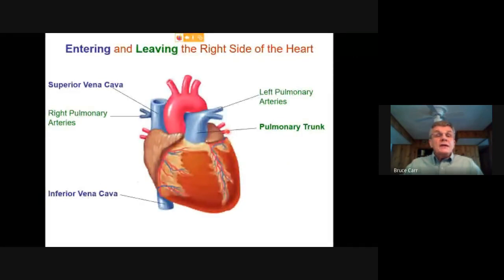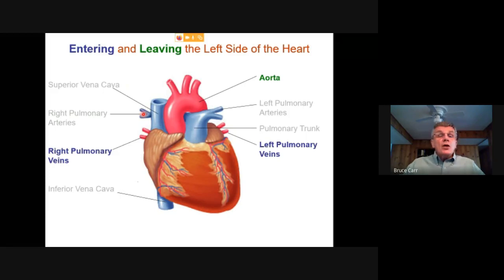So entering and leaving the right side of the heart, you enter through the superior vena cava and the inferior vena cava, and blood enters this right atrium. It then descends into the right ventricle during filling. The right atrium contracts to top off the right ventricle, and the ventricle contracts. The exit is through the pulmonary trunk, which quickly splits the blood flow right and left, going to the left lung. And back here you can see the exit vessels for the right lung.